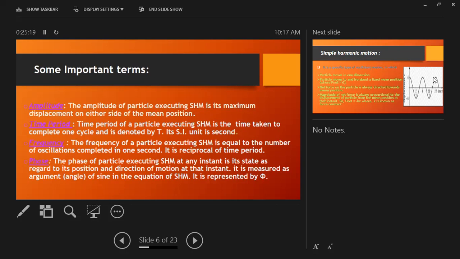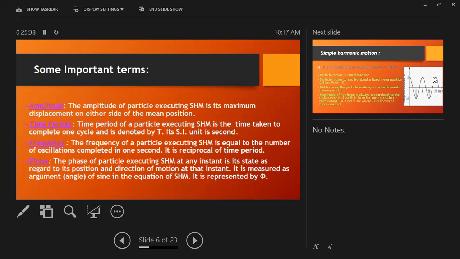Next is time period. What is time period? Time taken to complete one oscillation is said to be time period. Time period is measured in seconds. What is frequency? Number of oscillations made in 1 second is said to be frequency.